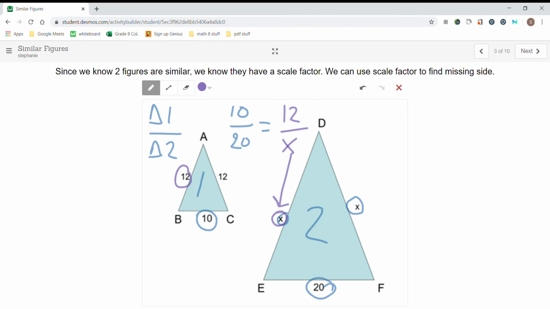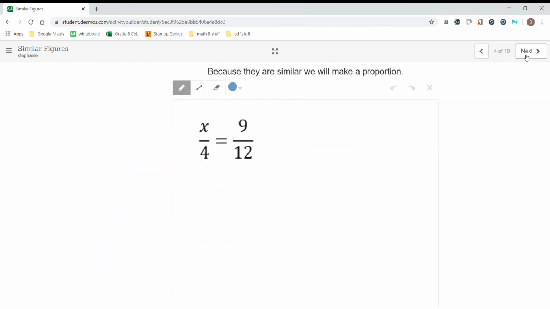The other way you can do this is if I look at 10 and 20, well, that's one that can pretty easily come to mind as multiplying by 2. So if I multiplied by 2 here, that means I can multiply by 2 on the 12, and I would have gotten 24. So when we are solving these proportions, we're finding the new side. We're not necessarily finding the scale factor, but we can figure that out as well. And sometimes they will tell us what the scale factor is. All right, so I'm going to hit next.